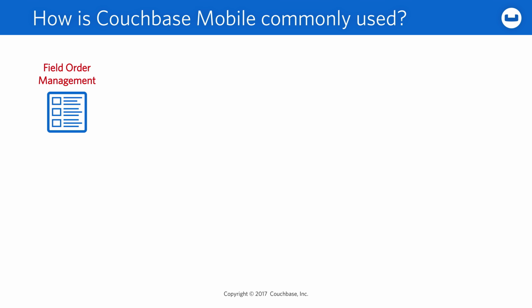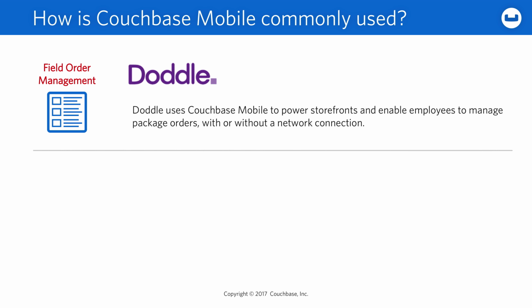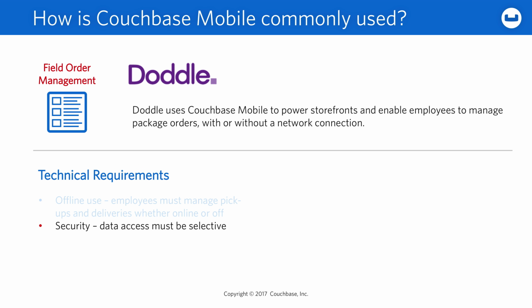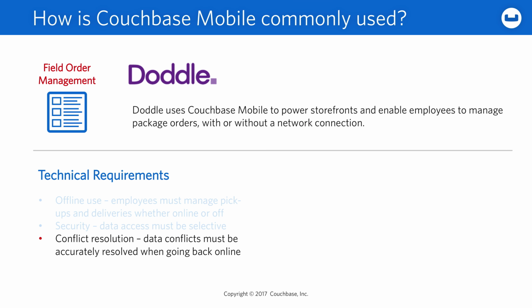Next, let's consider field order management. Now, customer order processes must be accurate, secure, and invulnerable to network gaps. Well, Doddle knows this and uses Couchbase Mobile in their package management storefronts. Their employees manage orders regardless whether they are online or off, and they do so securely, with permissions based on their current store location. When they go back online, data conflicts are accurately resolved during synchronization.